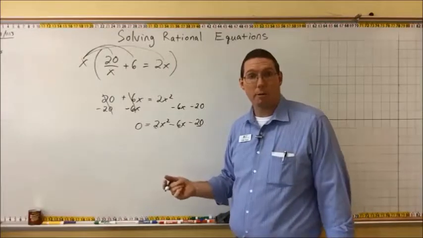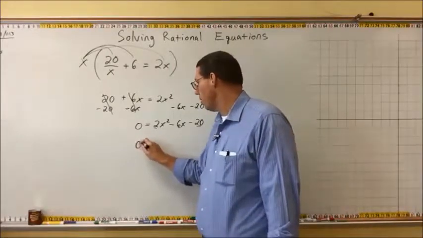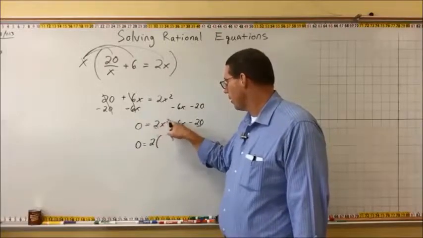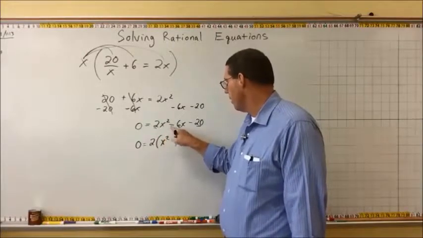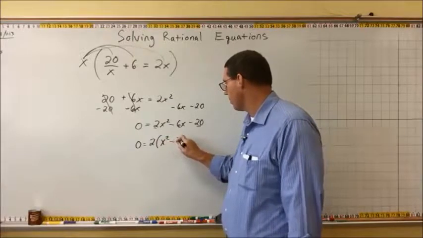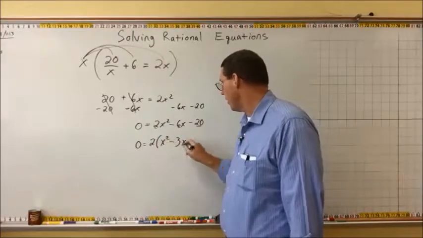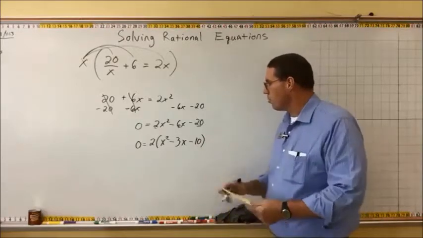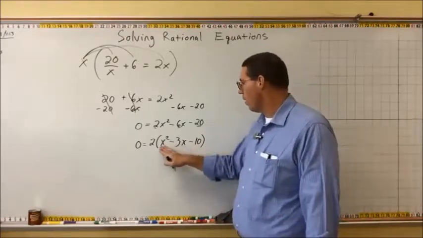So I can divide out a 2. So this is going to be 0 is equal to 2 times this: 2x squared divided by 2 is x squared. Negative 6x divided by 2 is negative 3x. And negative 20 divided by 2 is negative 10. Okay. Now, this quadratic, we've got to figure out a way to solve this quadratic.